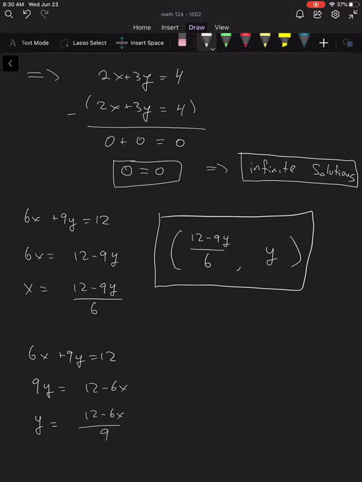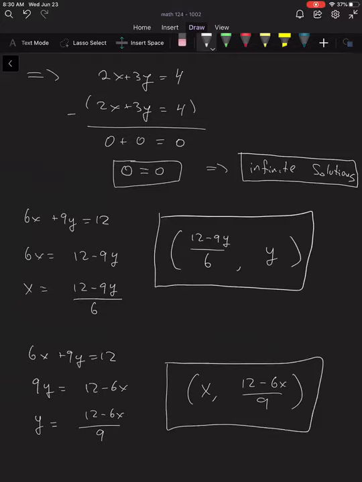So another way of representing the solution, this tells us that x can be whatever it wants to be, but y has to be this whole piece over here. So another way that we can write this solution is, x can be whatever we want it to be, but then y has to be 12 minus 6x over 9. So these two things right here mean the same thing even though they look different.